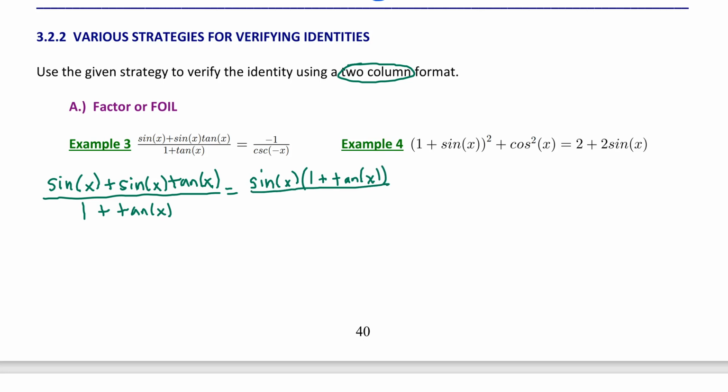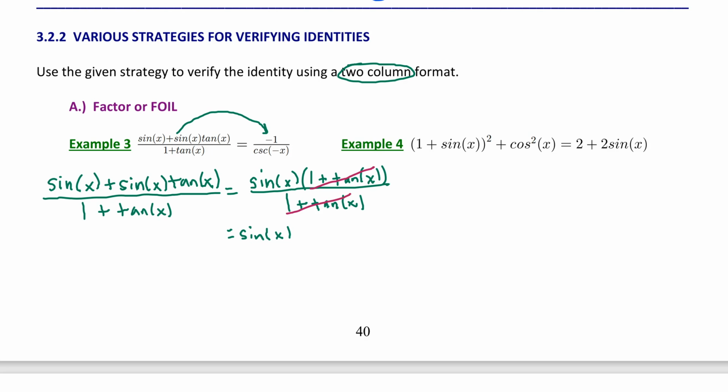And that's good news because we have the same expression in the denominator. Therefore, that entire factor cancels, leaving behind the expression sine of x. Now, we have successfully simplified the fraction on the left side, but remember the goal in verifying an identity is to show step by step how one side can be translated into the other side. So my goal is to show now that sine of x is equivalent to -1 over cosecant of negative x.